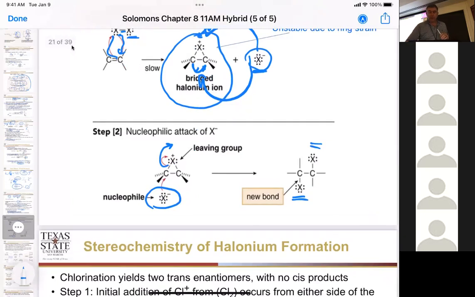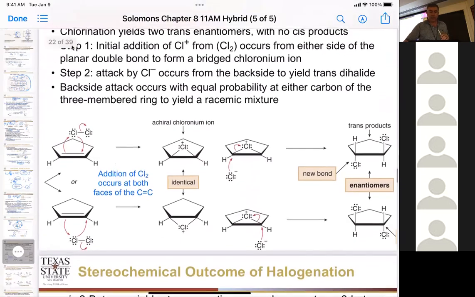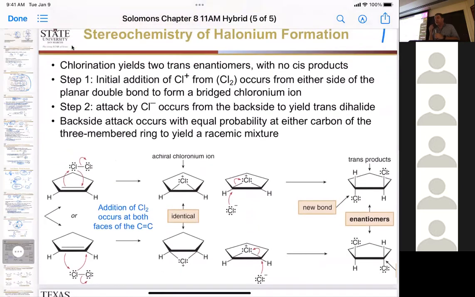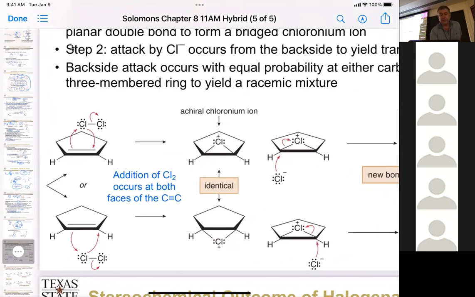Okay, so let's talk about the stereochemistry of that halonium ion here. We're going to use chlorine in this one. We're going to use an alkene that is in a ring, so we'll definitely know which is the top and which is the bottom. Okay. So in this case, if the halogen comes in from the top, it's going to form the halonium ion on the top of the cyclic alkene. Now it's an alkane. And then our chloride ion has to attack from the bottom.